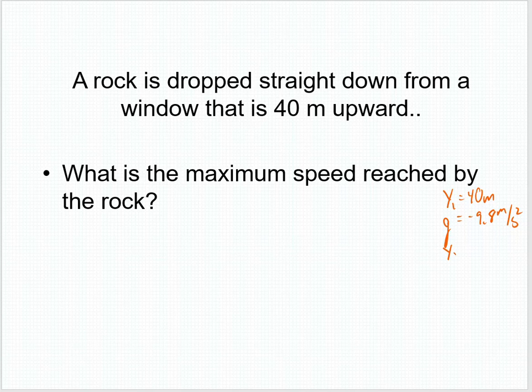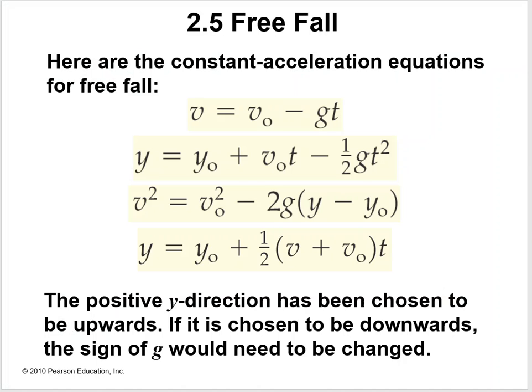Yf, well, it says what is the maximum speed reached by the rock? Well, that's going to be right before it hits the ground. So Yf, I'm going to say, is 0 meters. I can say that the initial speed in the Y direction, if it's dropped, is 0 meters per second, and we want to find Vf in the Y direction. So let's go over and look at our equations here. I want to find Vf. So this first one here isn't going to do me any good. No Vf. Oh, there is. Sorry, I'm used to Vi, Vf. There we go.